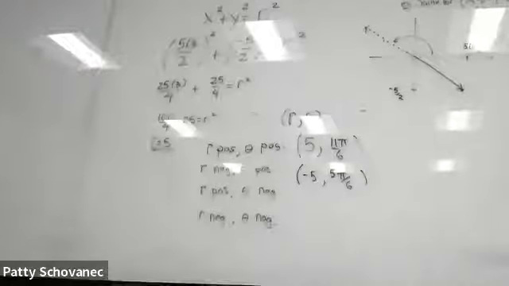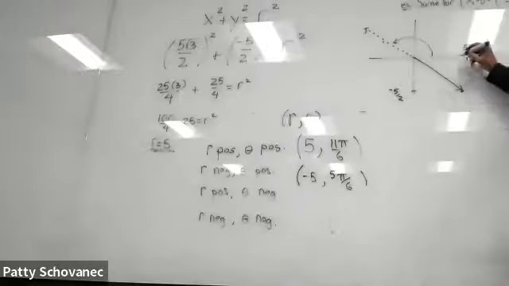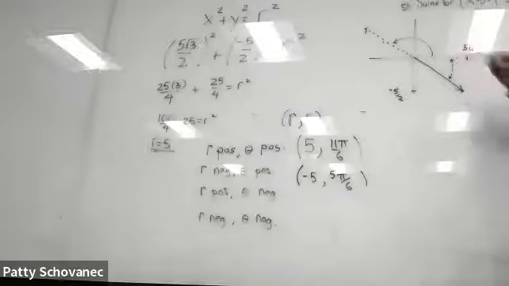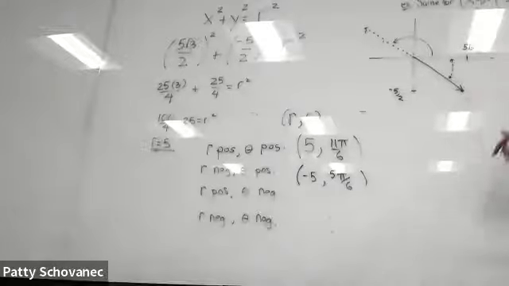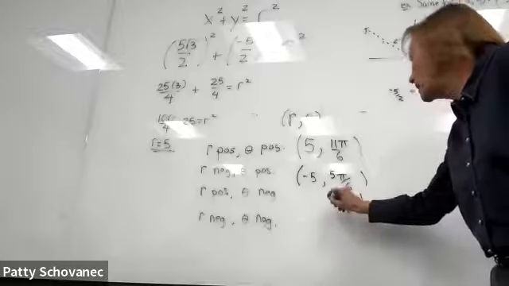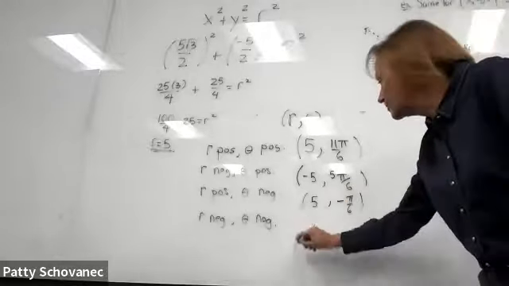Go ahead. Okay, to get R positive and theta negative, theta negative would be this way. Pi/6 short of 2 pi. Or we're going theta negative, so it's just -pi/6, right? It's already acute. -pi/6. R positive is the +5. R negative would be -5.